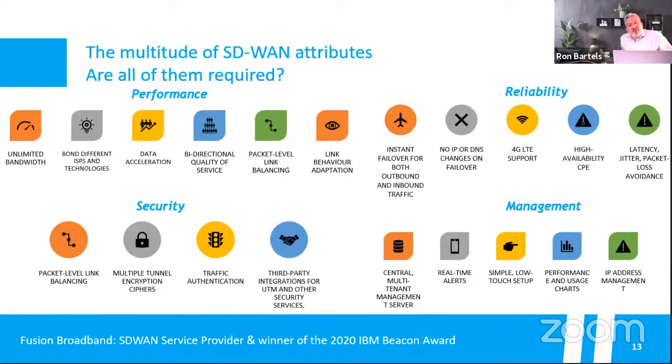SD-WAN has many attributes. I'm not going to talk about all of them. It's got more than 20 attributes. Are all of them required? No, not necessarily. It all depends upon your business requirement, and your business requirement might only require one or two of those attributes. So when you're looking at SD-WAN, you need to say, what are you trying to solve? Are you trying to make it more reliable? Are you trying to make your internet perform faster to the cloud? You've got to know what you want to do. You do not require all of them. You implement those that actually meet the business requirements.